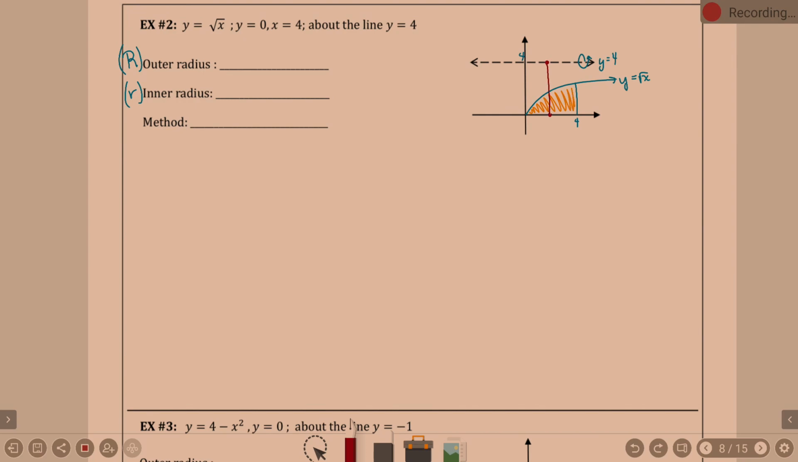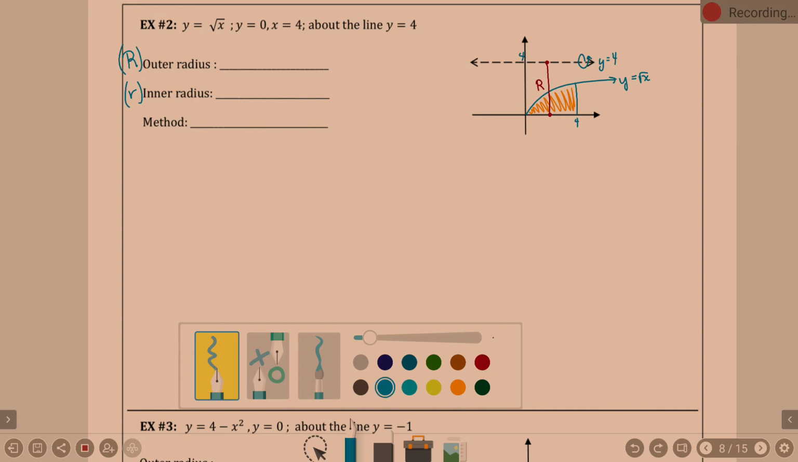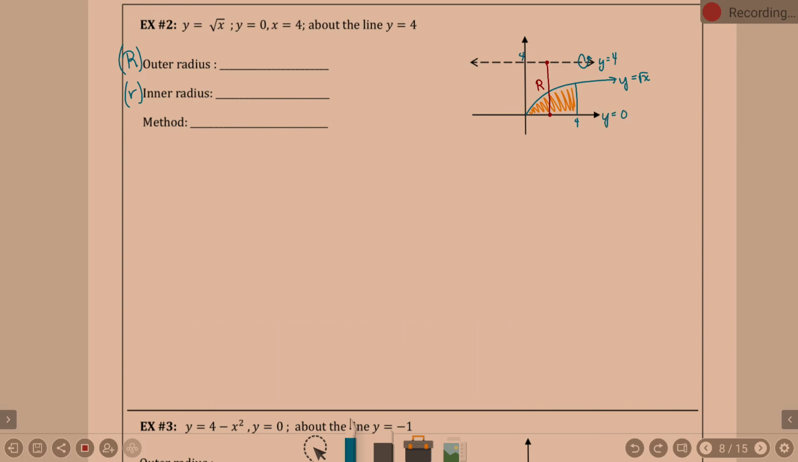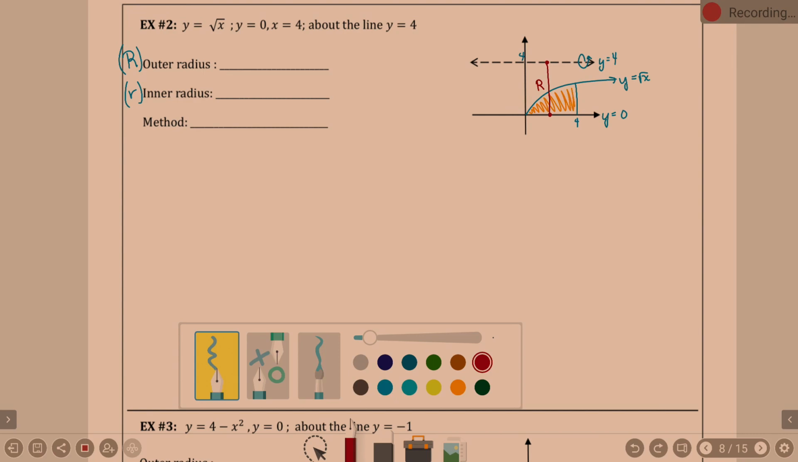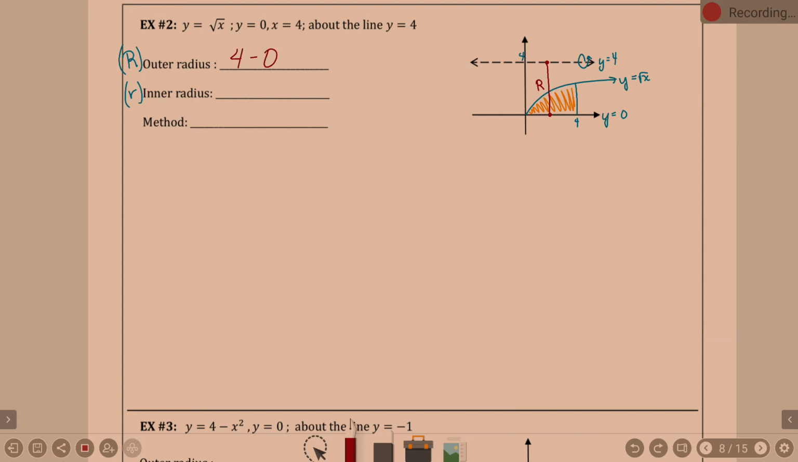Right there? Okay, that's going to be the outside edge that is rotating around. When we write that as an equation, we are looking at upper minus lower, so we're thinking 4 minus 0. No, not for big R. We're going down to the x-axis, which is y equals 0, right? So for the outer, I'm going to write it as 4 minus 0, which is just 4, yes? Yeah.